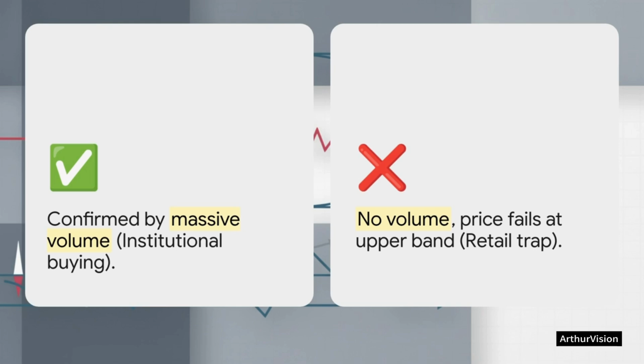A true breakout, just like we saw in our case studies, is always confirmed by massive volume. That volume represents genuine institutional buying power. On the flip side, a false breakout happens when the price pushes through the upper band, but there's no volume spike to support it. If it's an empty, volumeless rally, that's an automatic rejection. It's a retail trap specifically designed by market makers to lure you in right before they pull the rug.